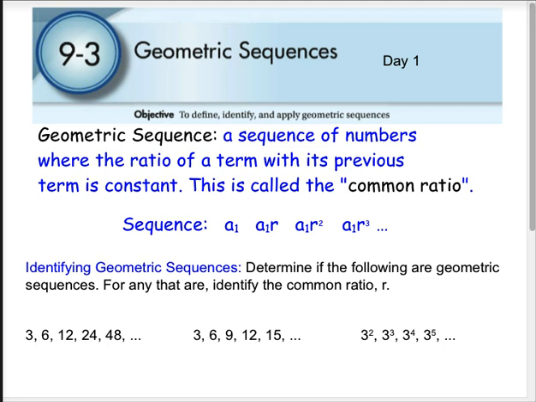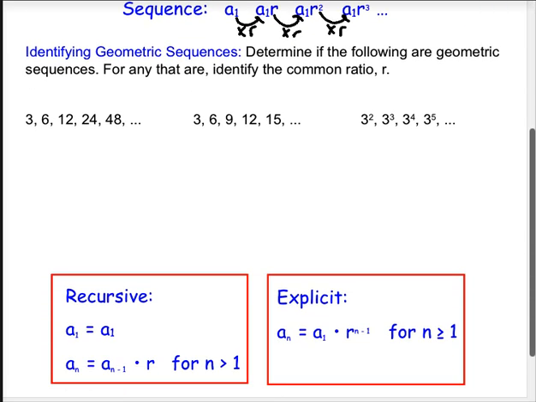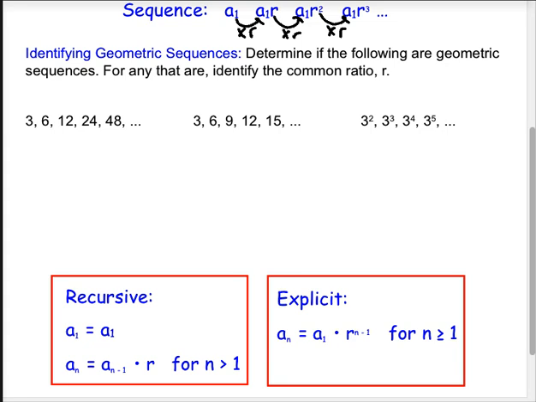So this time, to get from term to term, you are multiplying by that common ratio. That's the only difference, multiplying instead of adding. So let's take a look at what this looks like. Determine if the following are geometric sequences. For any that are, identify that common ratio.